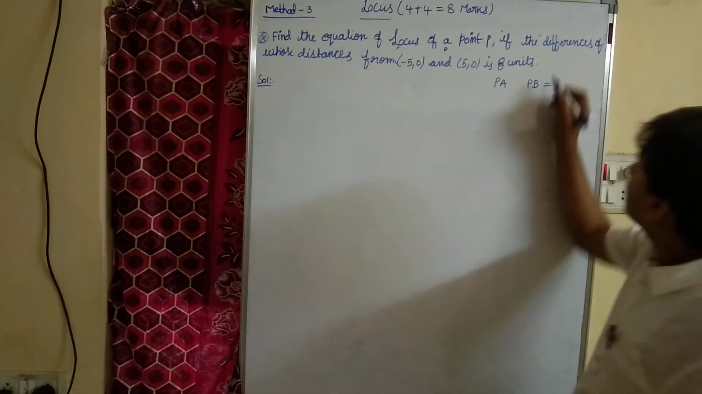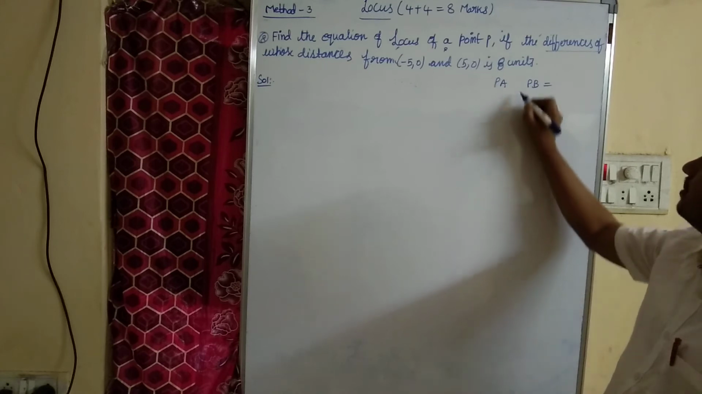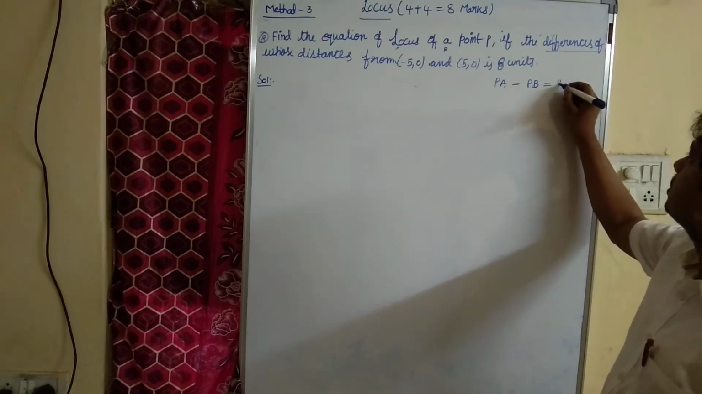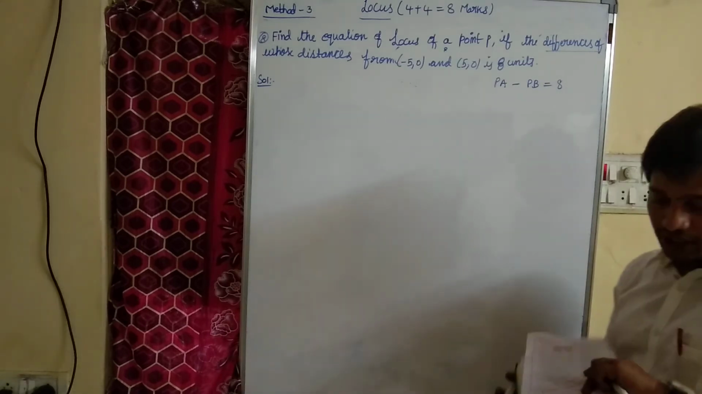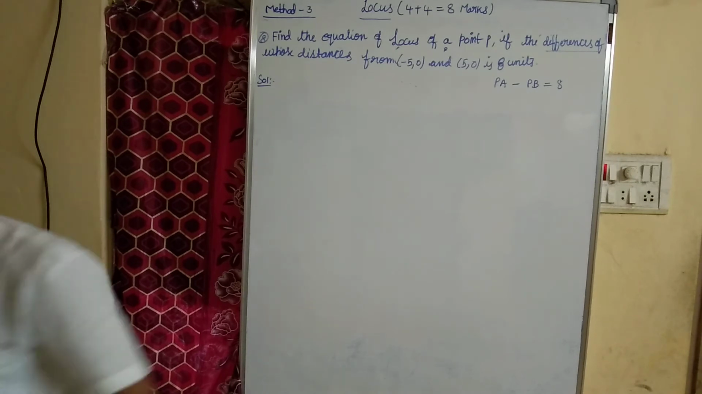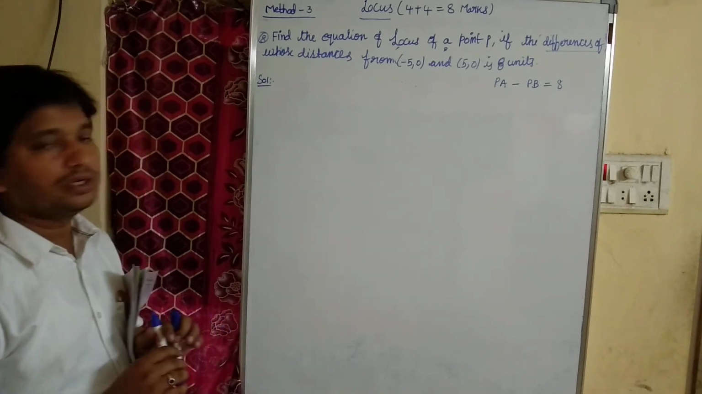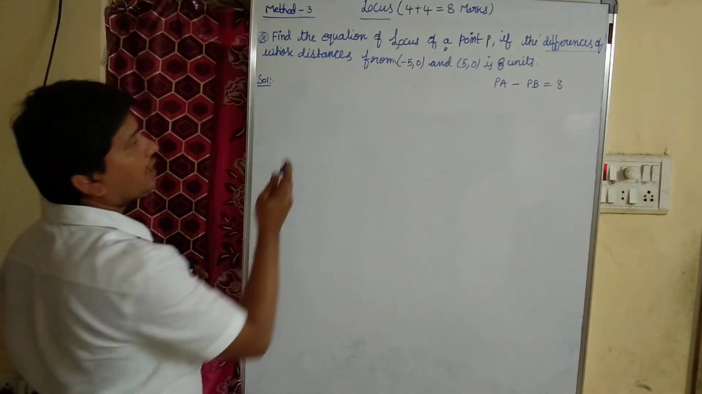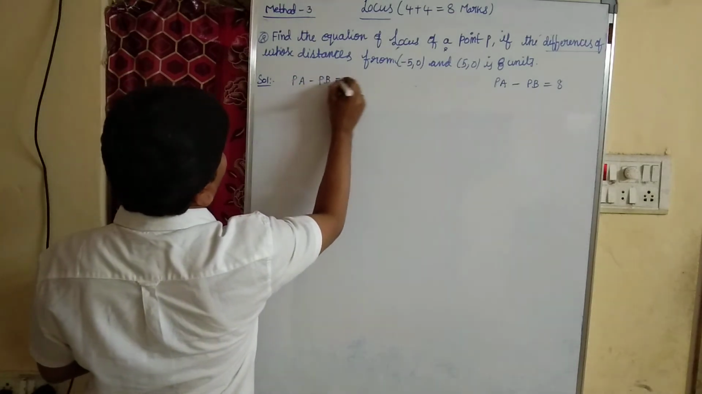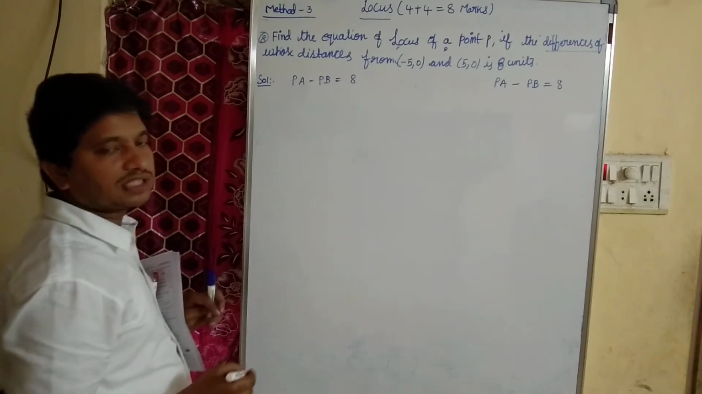Children, here, difference. Difference means what? The distance between P and A and P and B is how many units? 8 units. So PA minus PB equals 8 units. Right? Question understood? In a similar manner, given the difference of the distances P and A and P and B is 8 units.